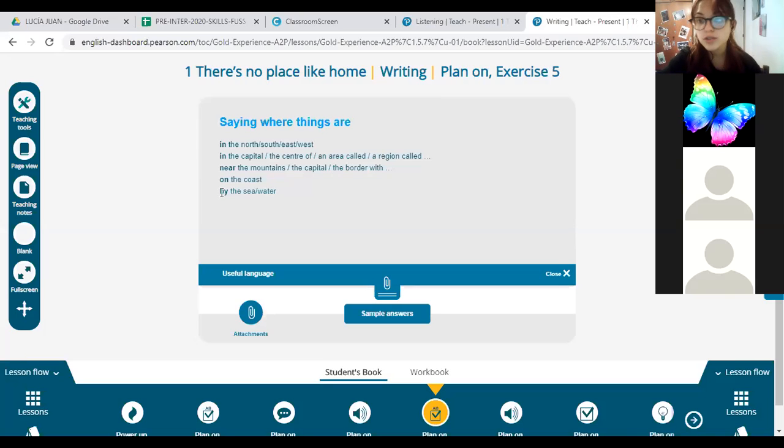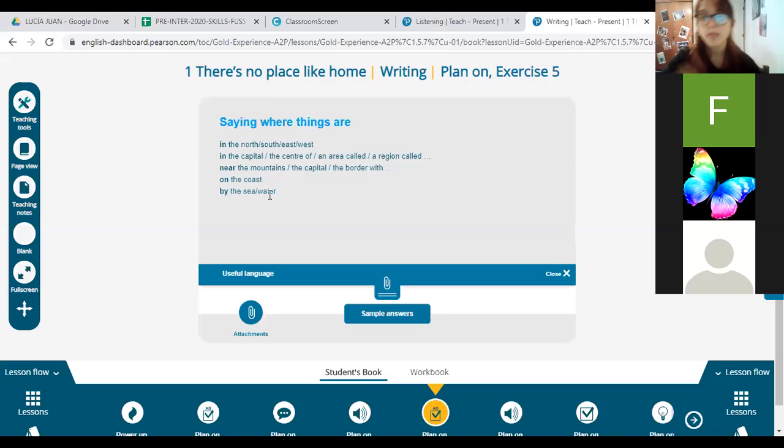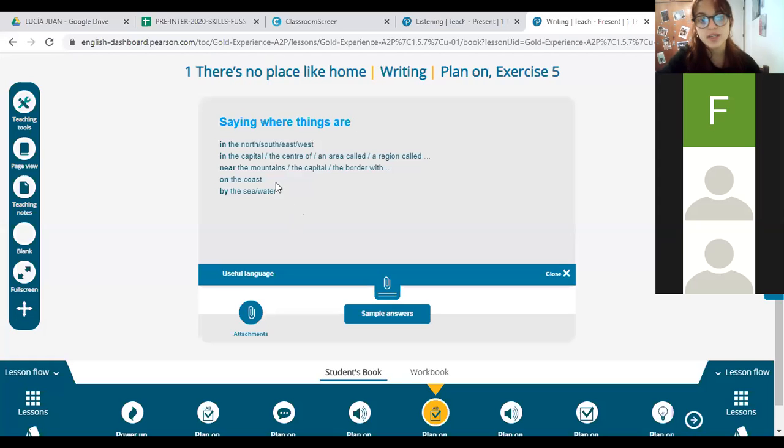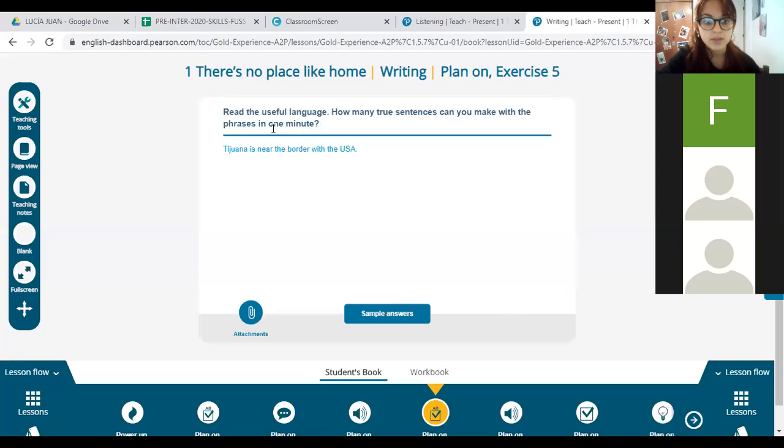On the coast, en la costa. Good, by the sea or water. Ahora, cerca del río, el lago. The sea es el mar. Mar, water is water in general. Right? So this is useful information for saying where things are.